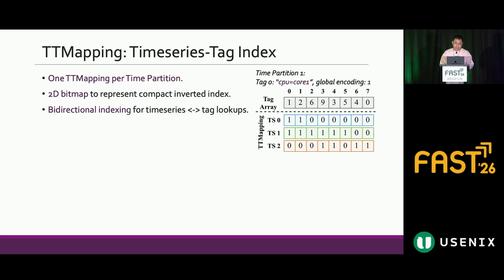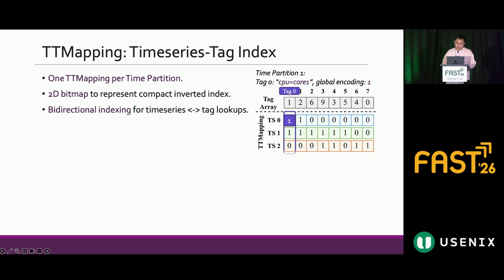So for one time partition, we build up one TT mapping. So still utilizing the example for the CPU core 1, now the tag 0 is the corresponding tag pair. So we can have the bidirectional indexing. First, for example, if we try to search the data time series 2, we can directly find it in this row, and you may find that corresponding tags 3, 4, and 6, 7 are involved.